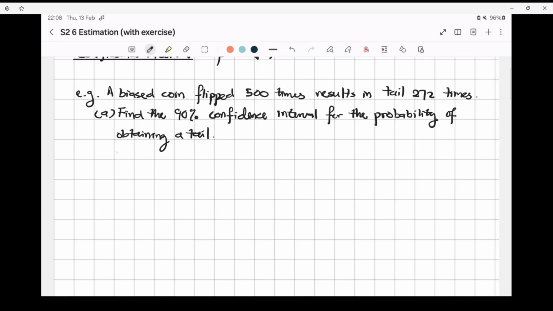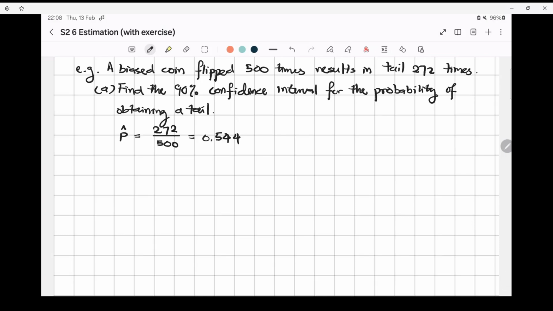So you know that p hat is given by, in this case, 272 divided by 500. So you can calculate this. This is 0.544.